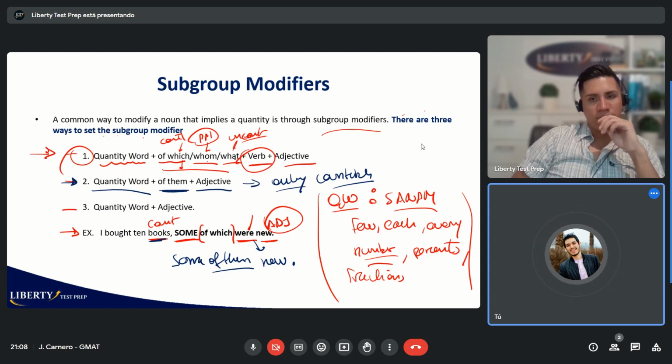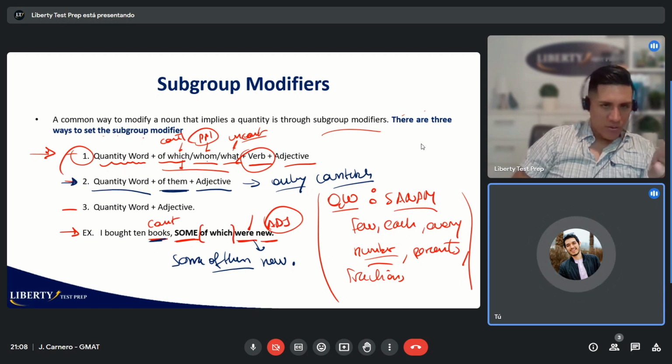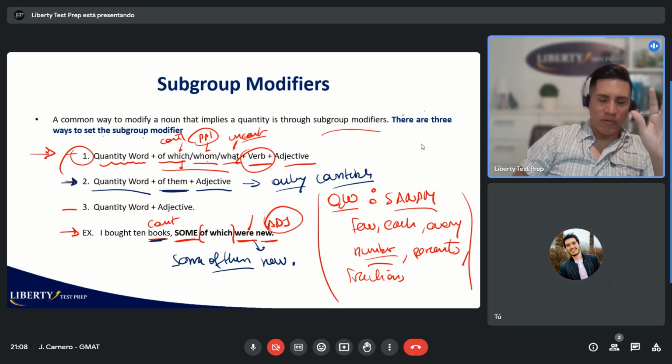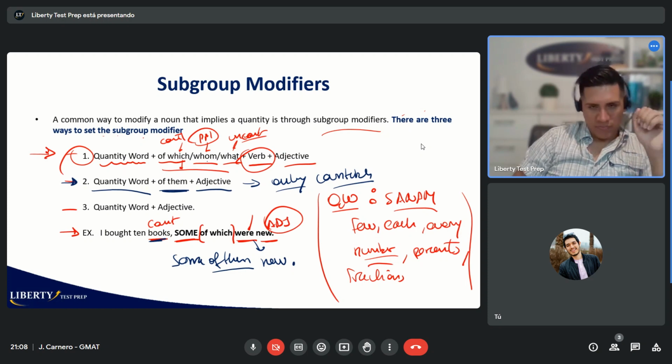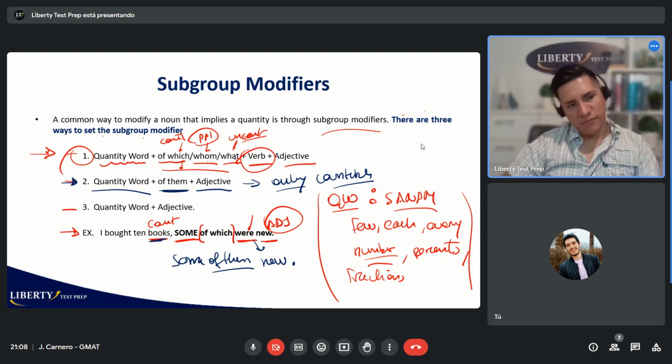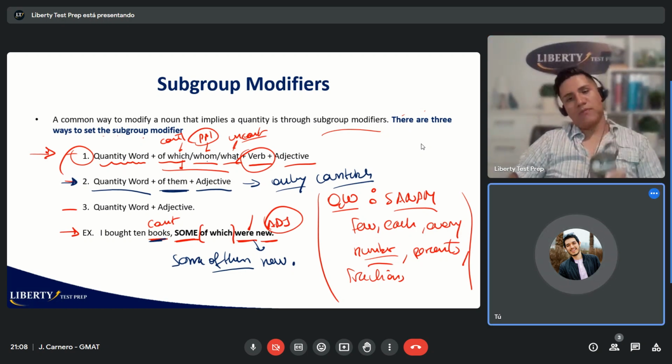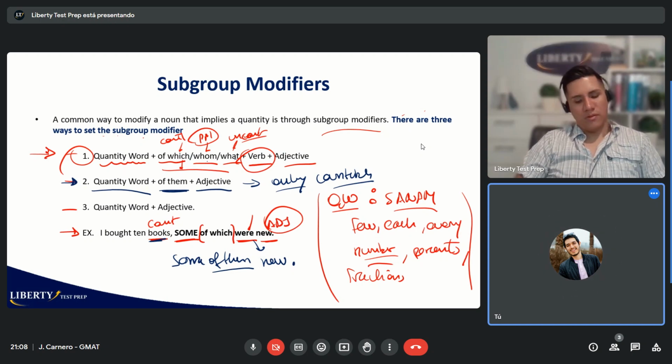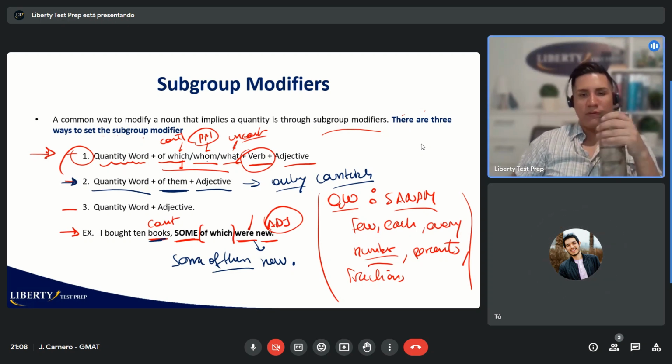The first one is the quantity word plus "which" plus an adjective. What really makes a difference with the first one is the verb. The other ones don't have a verb. That's the main thing. Sometimes the wrong answer will give you a verb on the second one, so "some of them were new," for example. That's incorrect. Every time I see "some of them," I know there should be no verb. And if you see "of which," you need to have a verb right after.